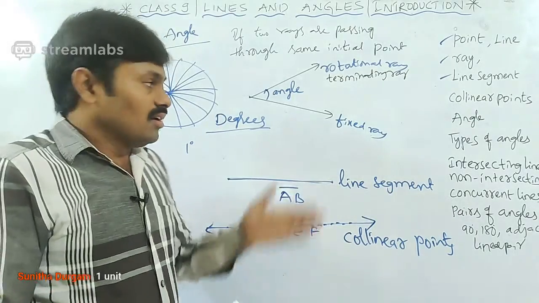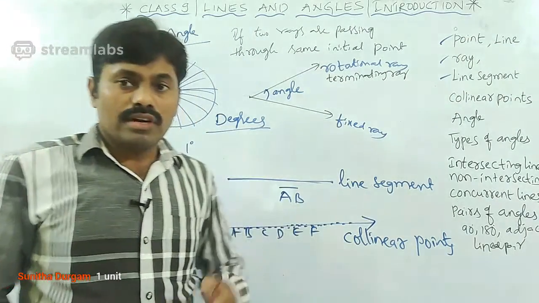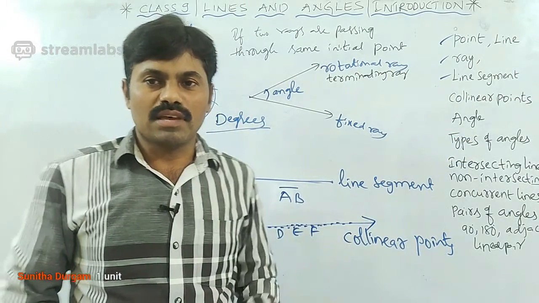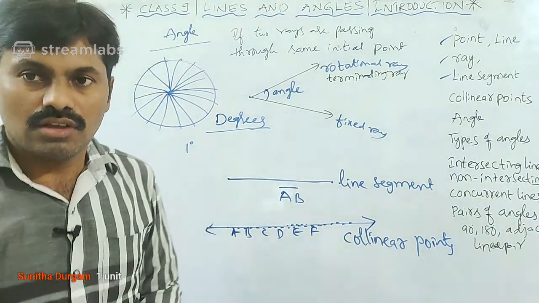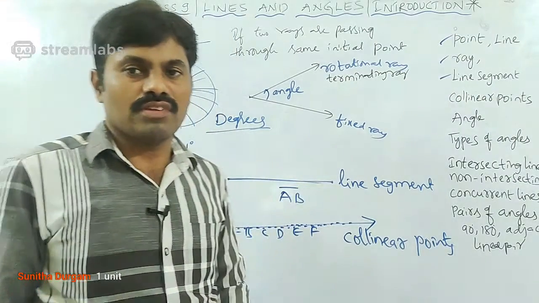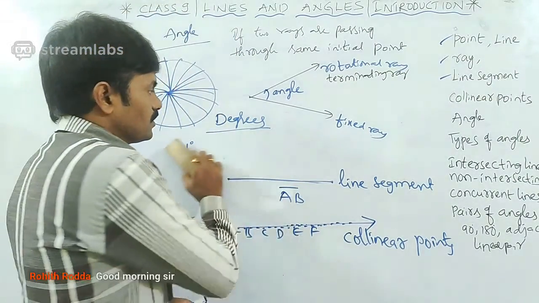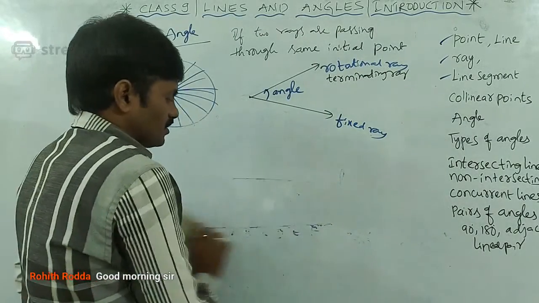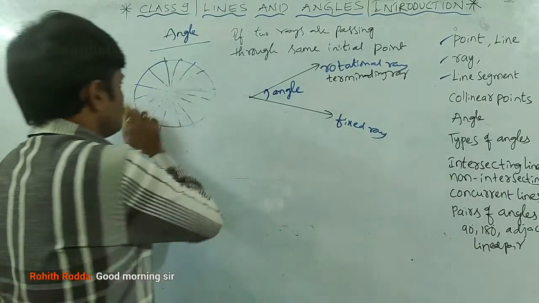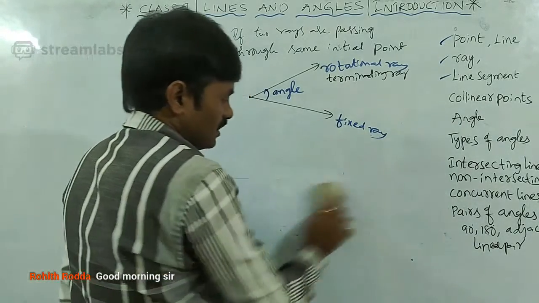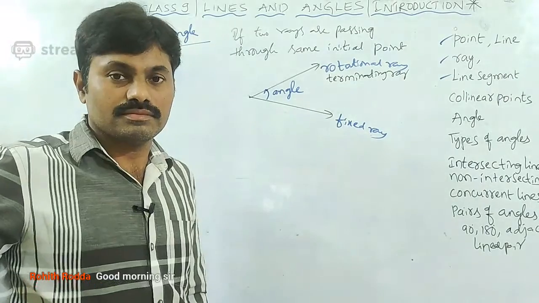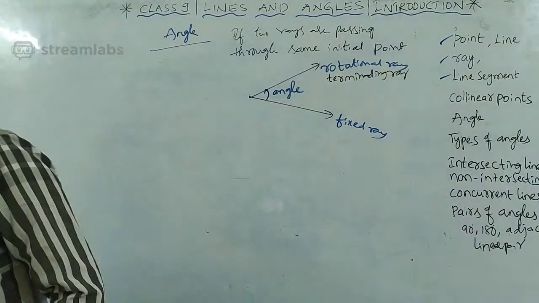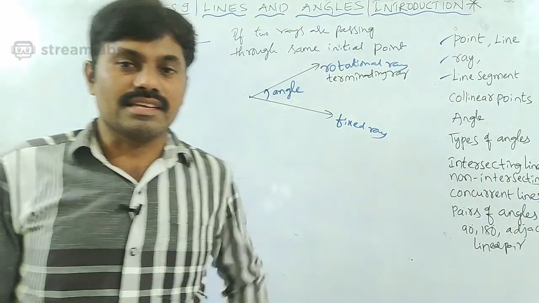Okay. Now we know angle. Now types of angles. How many types of angles are we familiar with? What are the types of angles? Can you say the types of angles? Yes, 6 are there.